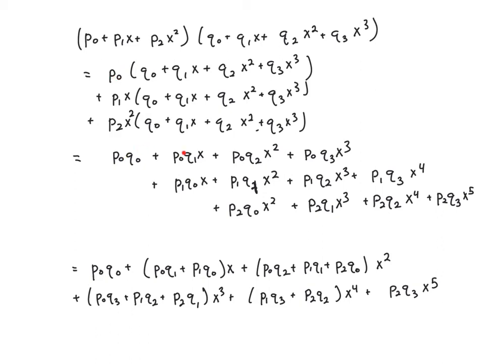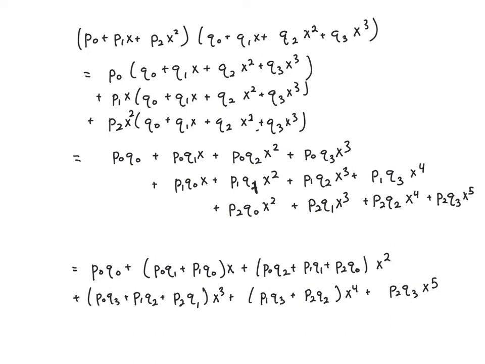So p0 distributes all the way through to get this first line. p1x distributes through. Notice by commutativity, I'm moving the x all the way to the right. And notice x times x is x squared, x times x squared is x cubed, and so on. And then I'm shifting everything over so the powers of x and x squared are all in the same column. So then finally I can group the terms involving x together and factor out that common factor of x. Terms involving x squared I can group together and factor out the common factor of x squared, and so on.